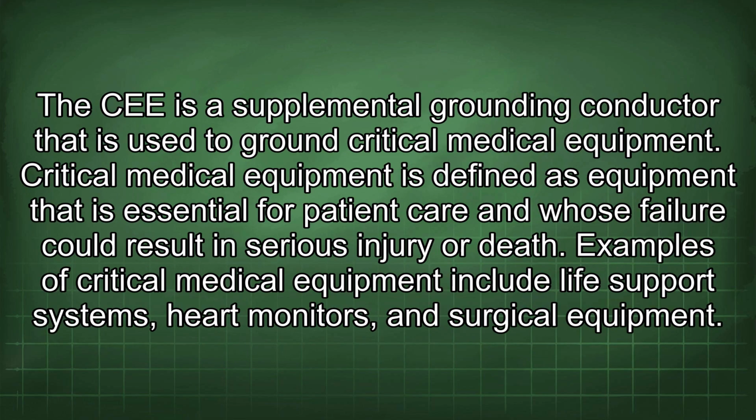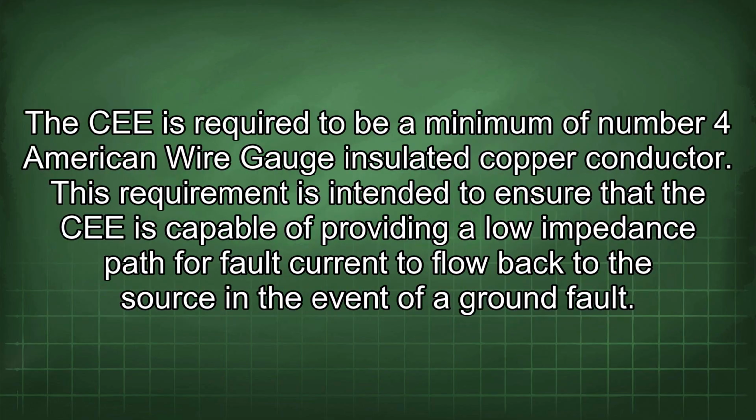The CEE is a supplemental grounding conductor that is used to ground critical medical equipment. Critical medical equipment is defined as equipment that is essential for patient care and whose failure could result in serious injury or death. Examples of critical medical equipment include life support systems, heart monitors, and surgical equipment. The CEE is required to be a minimum of number 4 American wire gauge insulated copper conductor. This requirement is intended to ensure that the CEE is capable of providing a low impedance path for fault current to flow back to the source in the event of a ground fault.